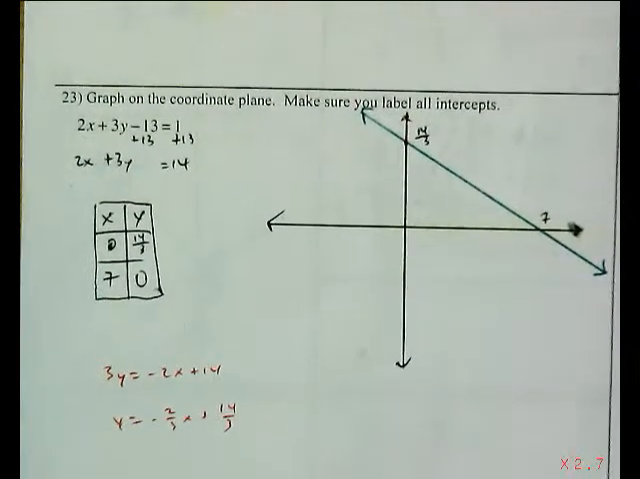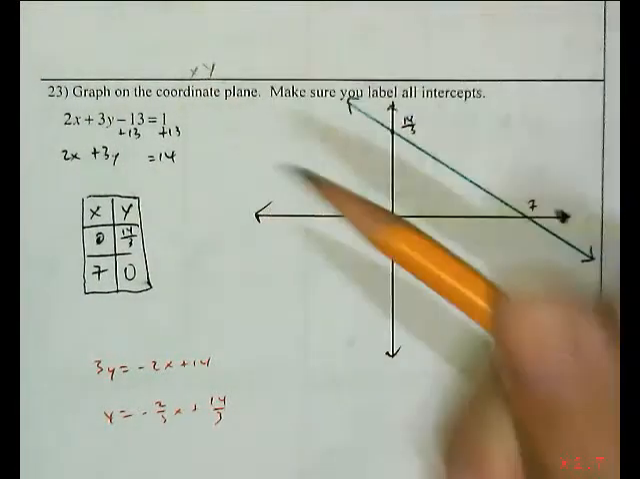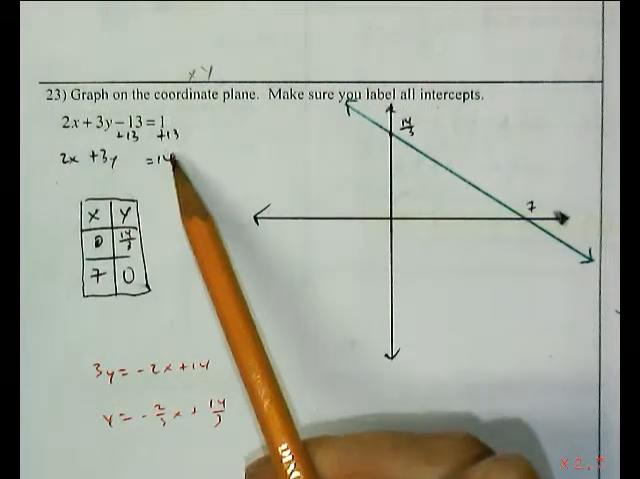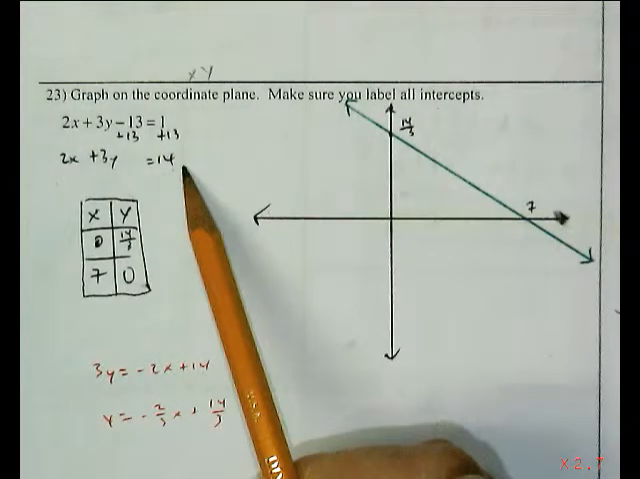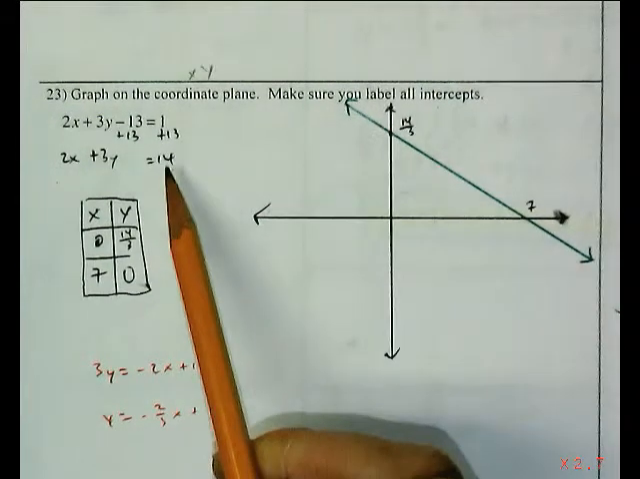Question number 23, graph on the coordinate plane. So on the coordinate plane, you should label the x and y axes, and make sure that there are intercepts. Same problem as last week. Add 13 on both sides. I have this in standard form. Standard form is best for graphing by intercepts.